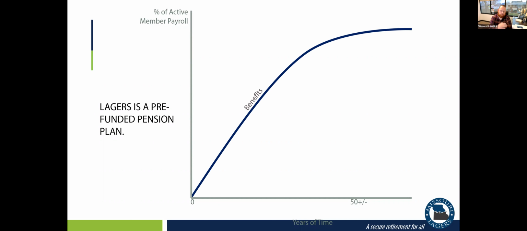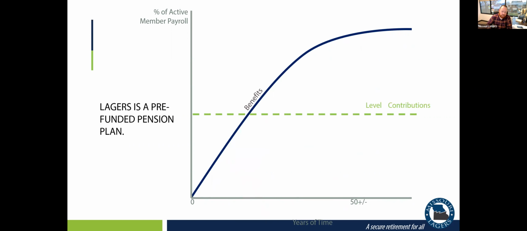So as the cost of benefits rise, if you were a pay-as-you-go plan, your cost would increase. The pay-as-you-go benefit plan that most commonly we all know of is Social Security. Funds go in, funds go out. As the group of retirees increases, and as the amounts being paid out of the fund increase, the contributions from the subdivision increase. That is not how Loggers operates.